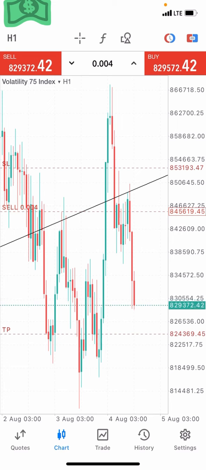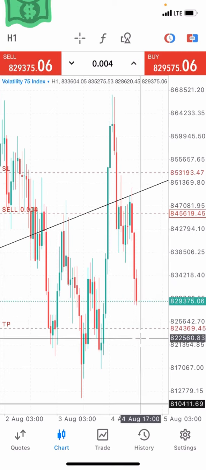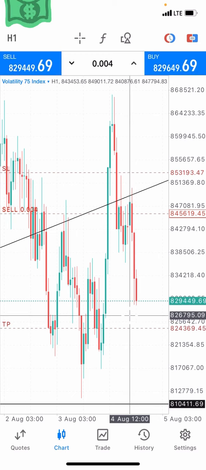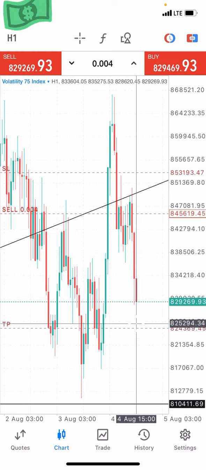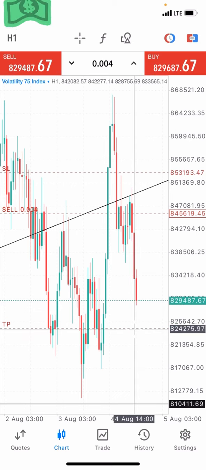All right, so we're still milking the market right now. You can see it's still dropping. It's coming down to our TP2. It's definitely going to come down to our TP2, because we have proper entries and proper exits, guys. So let me show you guys how to do it quickly.